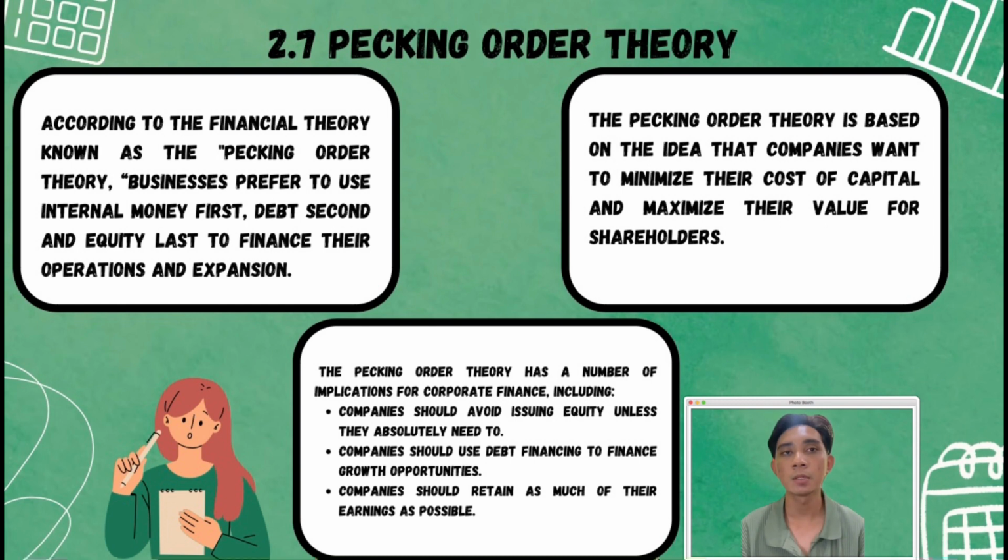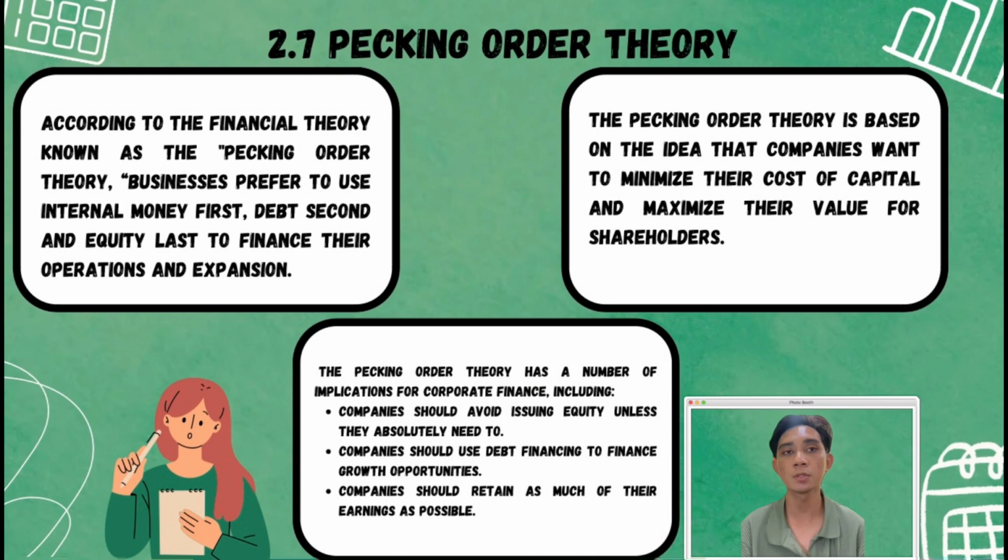Then, the pecking order theory is based on the idea that companies want to minimize their cost of capital and maximize their value for shareholders. By financing their operations and growth with internal funds first, debt second, and equity last, a company can achieve this goal to minimize the company's cost of capital, maximize the company's value for shareholders, and also reduce the company's risk of financial distress, and do not forget it maintains the company's financial flexibility.